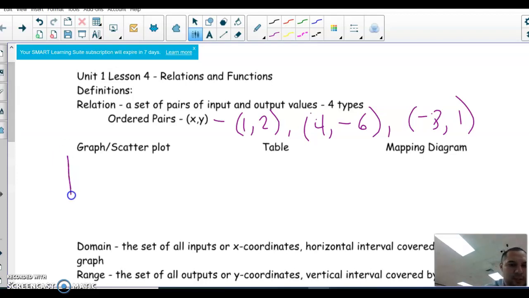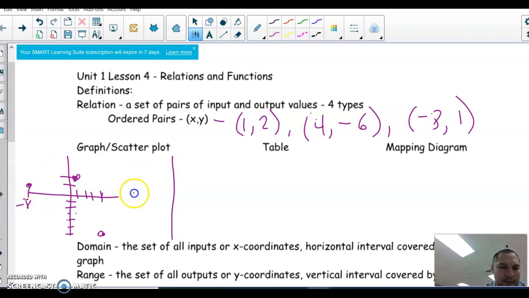So I'm going to use the same data, the same pairs. So x is 1, the y is 2, so there's the point 1, 2. So I'm plotting these 3 points. 4 and -6. So x is 4, the y coordinate is -6, somewhere down here. And -8, 1. So let's just call that -8 and then up 1. So that's a scatter plot.